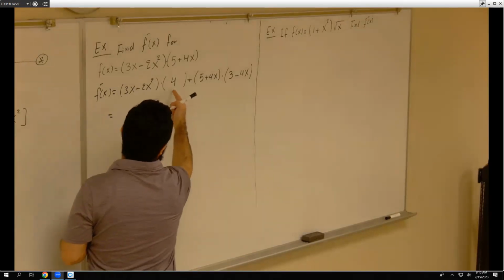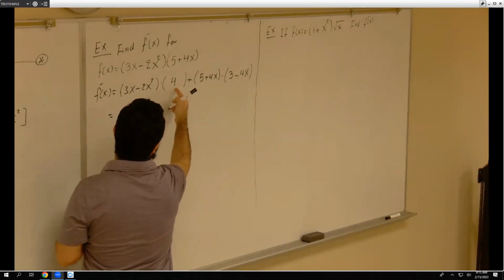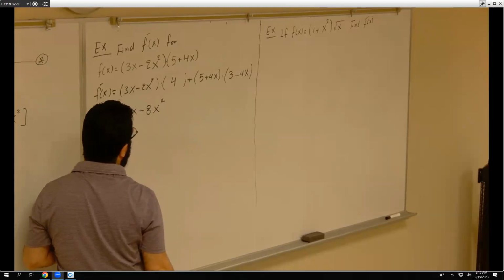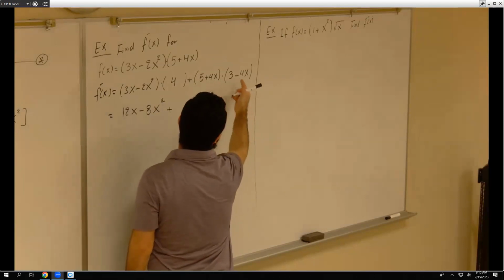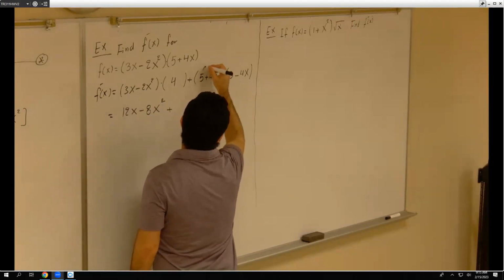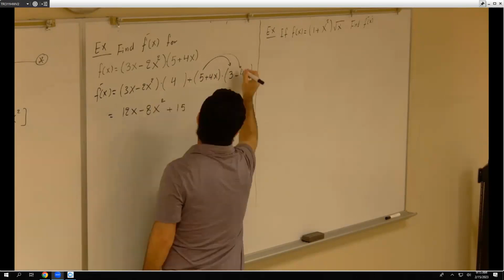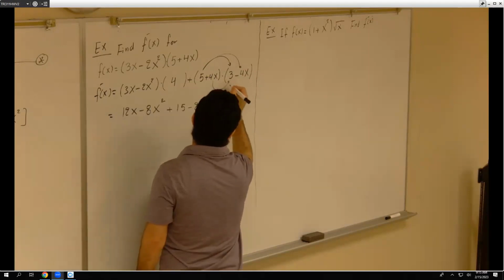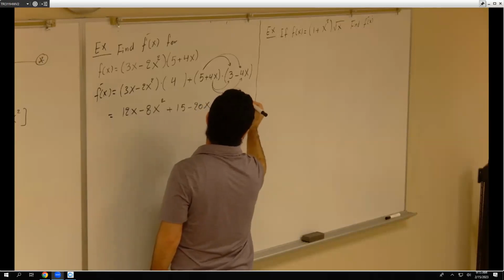I can distribute 4 on the parentheses. So 4 times 3 is going to be 12x. 4 times negative 2 is going to be negative 8x squared. Plus, I can distribute these two binomials. So 5 times 3 is going to be 15. 5 times negative 4 is negative 20x. 4x times 3 is 12x. And 4x times negative 4x is negative 16x squared.